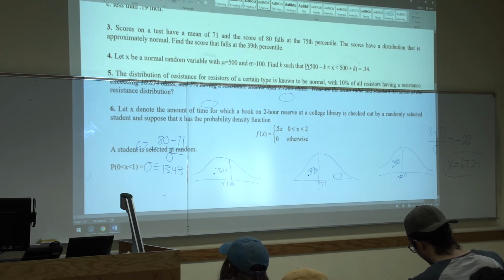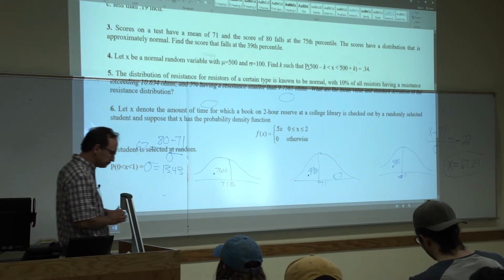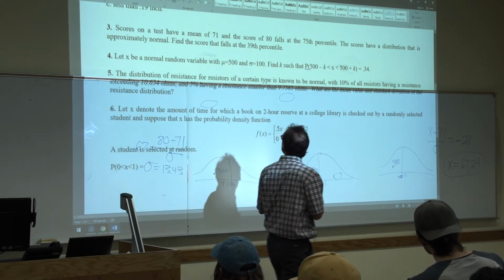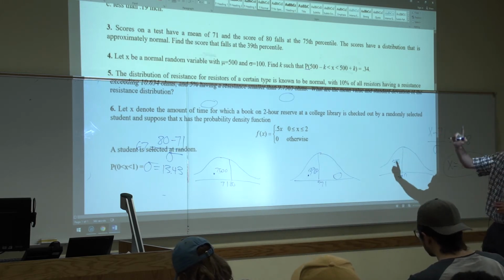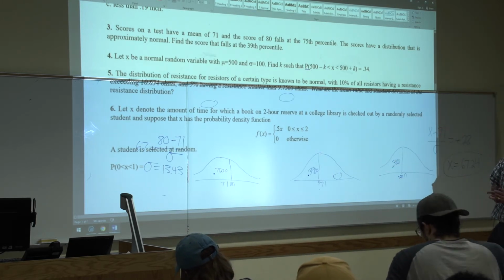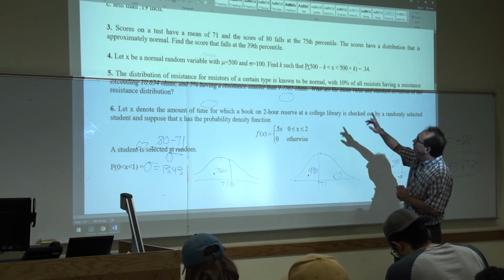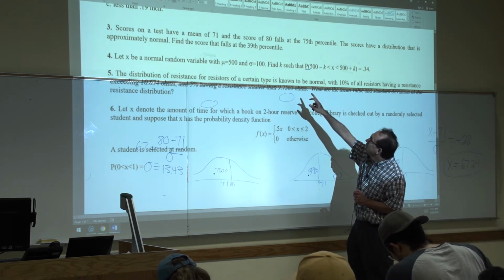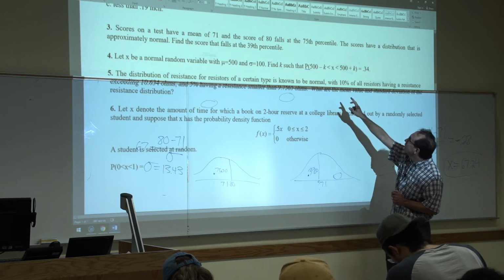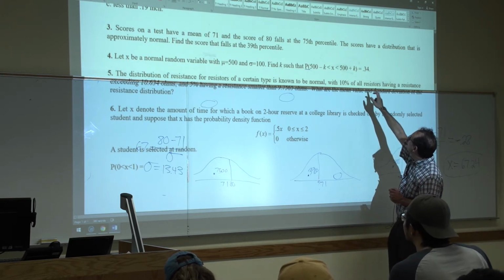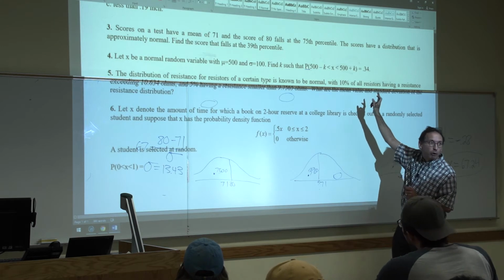Okay, let's look at one. This one's not easy either. Look at number 4 here. This one says, let x be a normal random variable with this mean and this standard deviation. And what we want to do is find k such that the probability that x is between 500 minus k and 500 plus k is equal to 0.34.